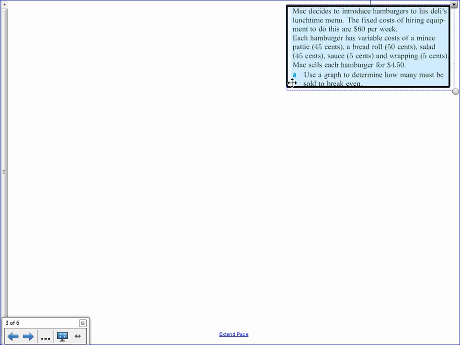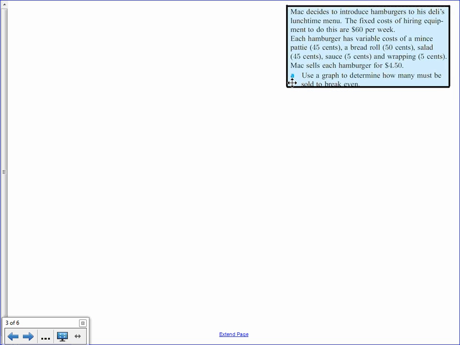All right, so we've got an example. Mac decides to introduce hamburgers to his deli's lunchtime menu. The fixed cost of hiring equipment to do so is $60 per week. Each hamburger has a variable cost of a minced patty, which costs 45 cents, bread roll 50 cents, salad 45 cents, sauce 5 cents, wrapping 5 cents, and he sells them for $4.50. Now the question states to use the graph to determine how many must be sold to break even.